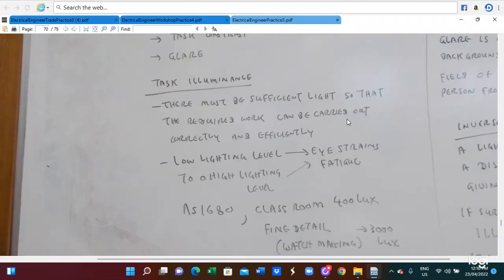So today we are talking about the emergency system, battery system, and standby power supply system. So next week we continue with the illumination control. That's for the electrical engineer practice.